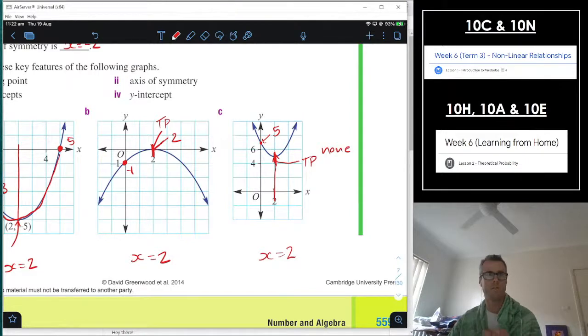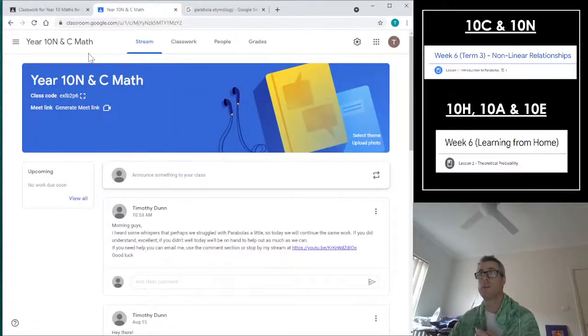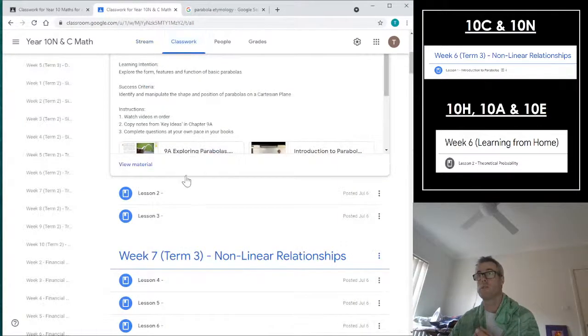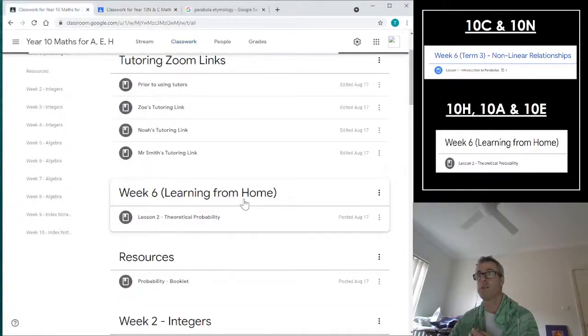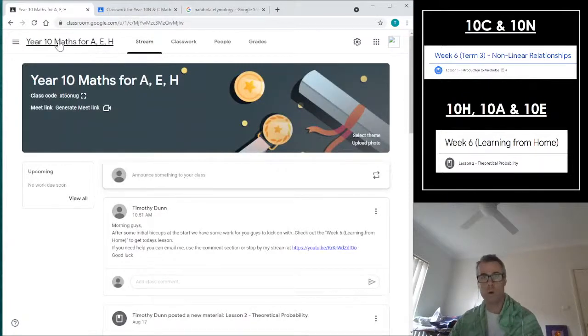Making sense so far? Let me check the chats, see if anyone's written anything. Oh, I doubt it. Everyone's taking a break. Nothing there. Nothing in 10A and E. Cool. Awesome. Yay, I'm glad.